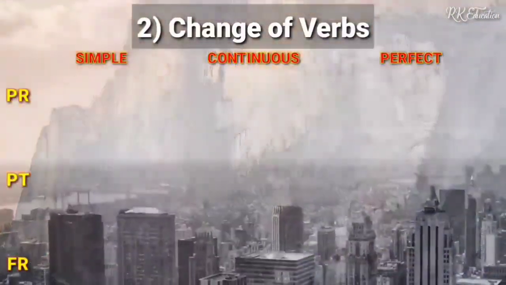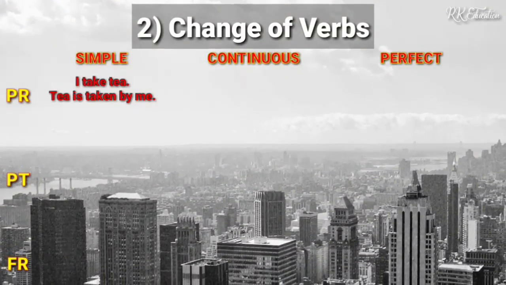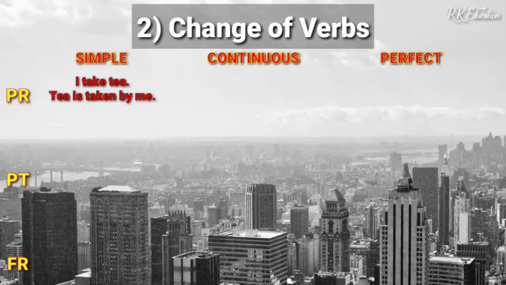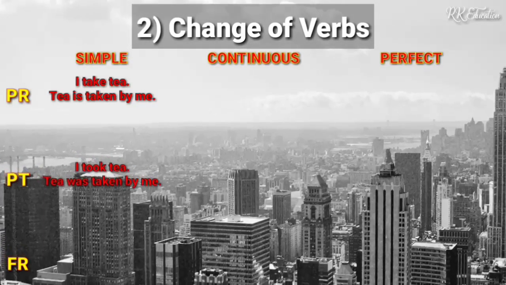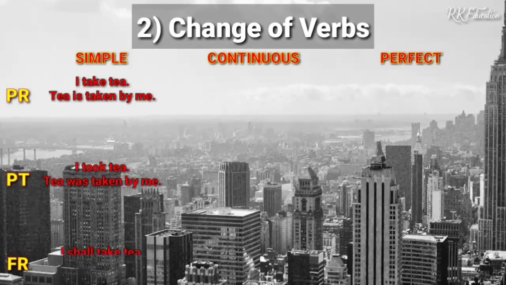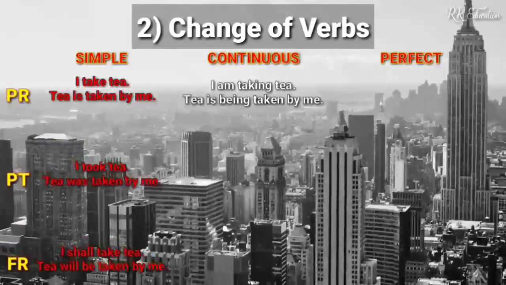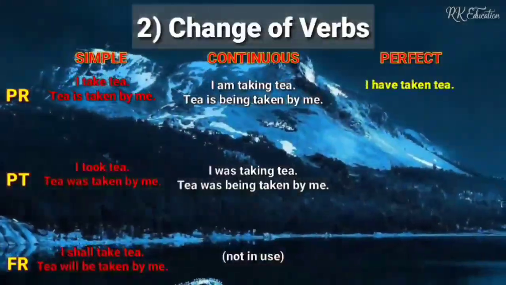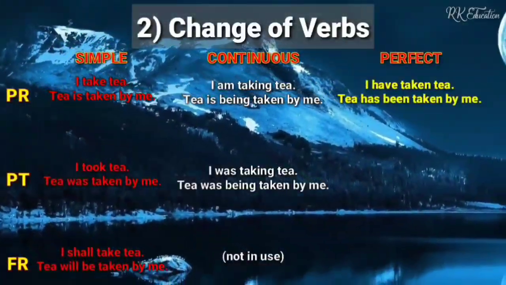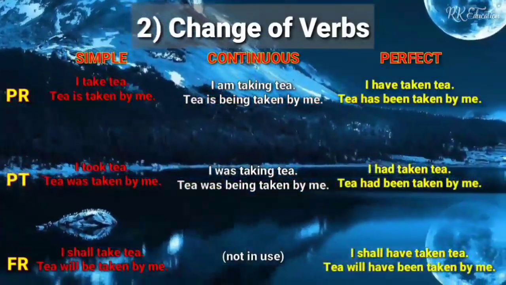Now take some examples of these tenses. I take tea, tea is taken by me. I took tea, tea was taken by me. I shall take tea, tea will be taken by me. I'm taking tea, tea is being taken by me. I was taking tea, tea was being taken by me. I have taken tea, tea has been taken by me. I had taken tea, tea had been taken by me. I shall have taken tea, tea will have been taken by me.